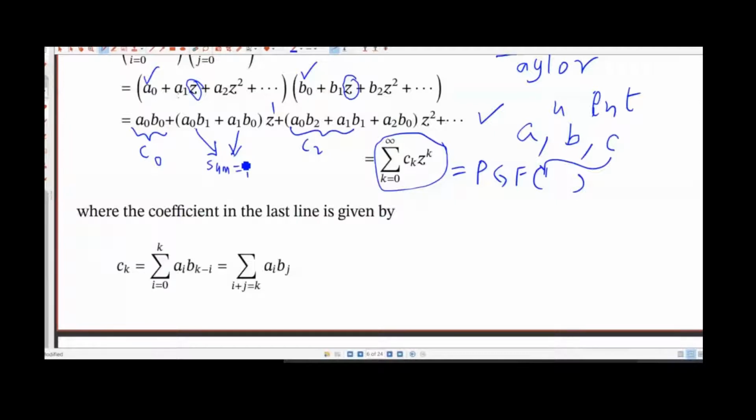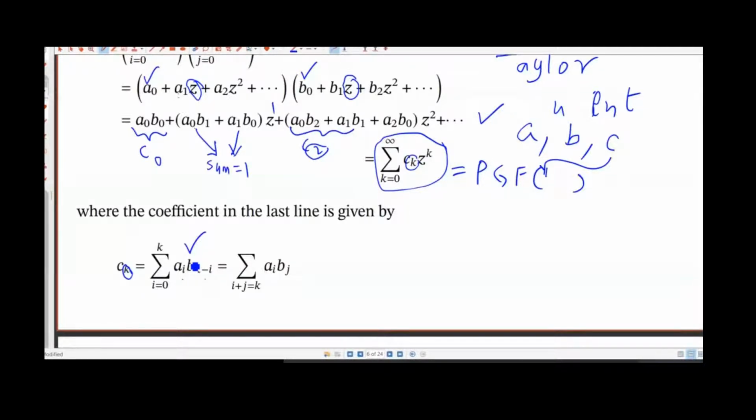What is the sum of indices here? 2 plus 0, 1 plus 1, 2 plus 0. So the sum is 2. Which means that I can now generalize. When I think about Ck, it will have this same form. I will have to multiply coefficients in such a way that these two indices add up to k. So if this is i, this must be k minus i, because otherwise they will not add up to k.